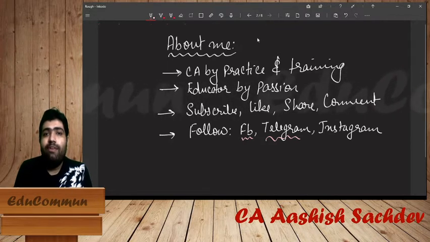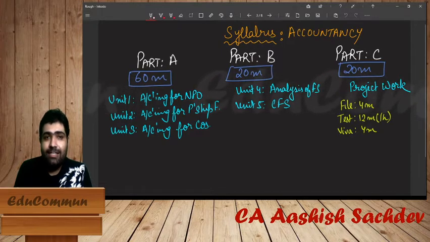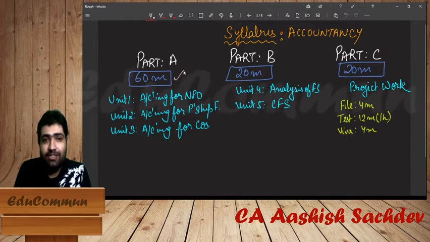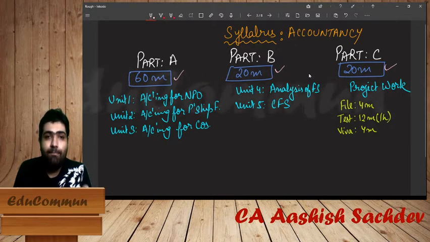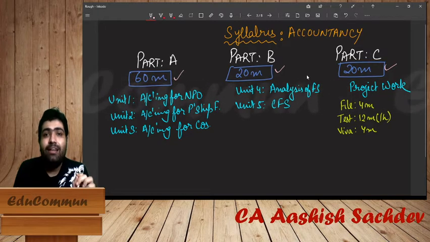Okay, now we'll look at the syllabus of accountancy for class 12th. It is divided into 3 parts by CBSE. Part A is for 60 marks, part B is of 20 marks, and part C is the project work that is of 20 marks. Now in part A, what they make you learn is accounting for non-profit organizations, partnership firms and companies. So these are the 3 units that are covered there.